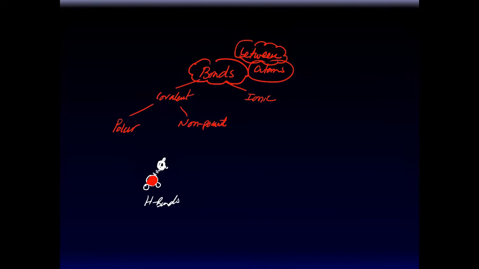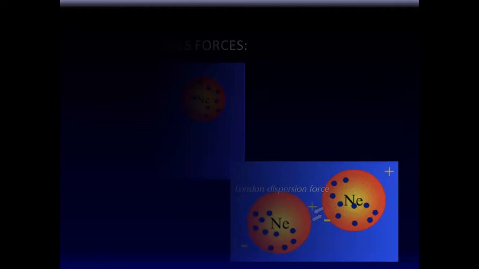There are other types of interactions that can occur between atoms. For example, here's neon, the noble gas neon. Neon can interact with other neon atoms, even though there's no sharing of electrons. There's no chemical reaction, but it can interact with other neons. How's that? If there's no chemical reaction, how is it going to interact?